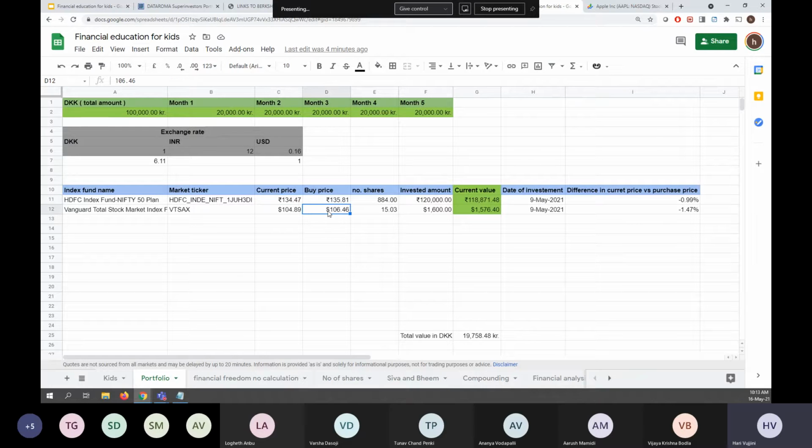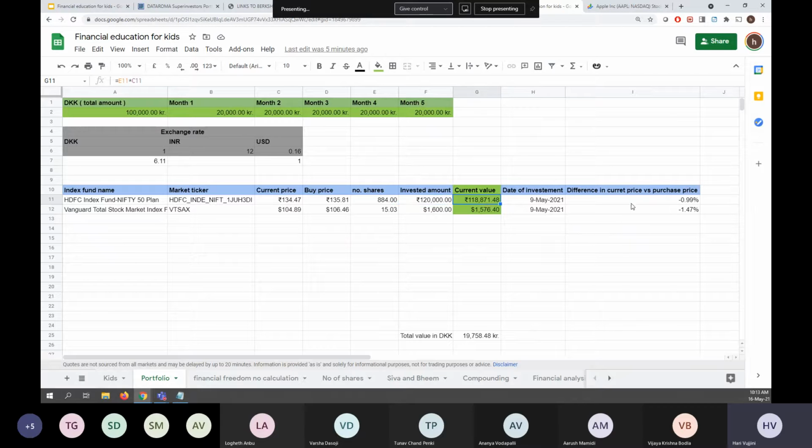Similarly, with the Vanguard Total Stock Market Index, we paid $106.46, whereas the current price as of Friday was $104.89. So basically, the value of this investment, $1,600, became $1,576, and the 120,000 rupees that we invested became 118,000.